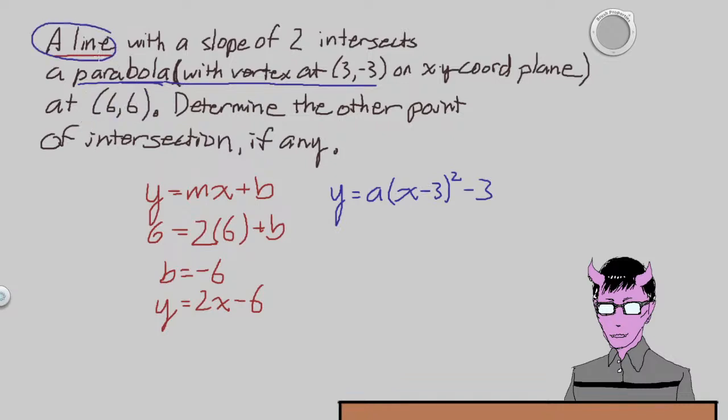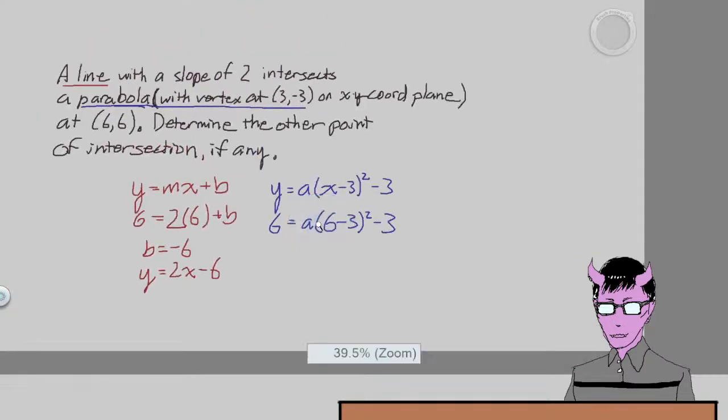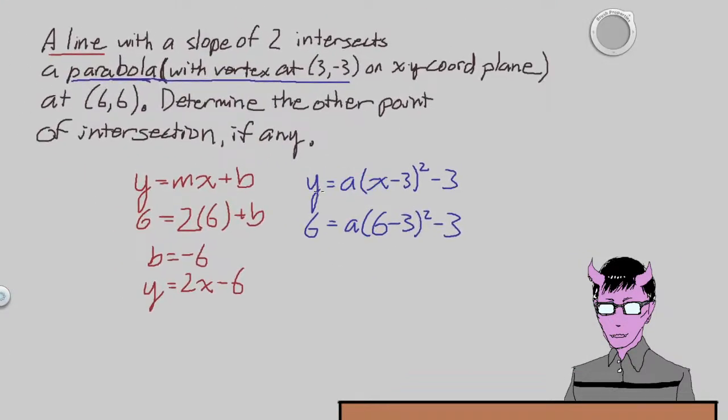Since the line intersects the parabola at 6, 6, then 6, 6 is part of the line and it is part of the parabola. So therefore, this x value and that y value works for the parabola. So let us populate that as well. So we have 6 is equal to a times 6 minus 3 squared minus 3. So typically when you're given points for a problem involving functions or graphs, that means you could just plug them in. And if you have no idea what to do, plugging in usually helps.